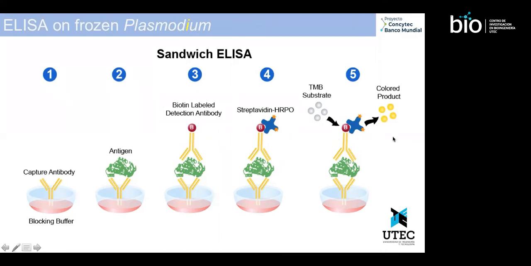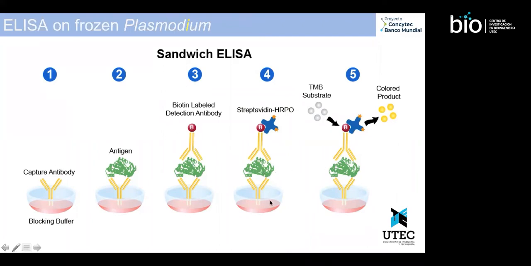So you can see the colorimetry. You can see that you have the antigen, so the infection. If the antigen is not there, the secondary antibody in number 3 will not bind, so this whole process will not work.